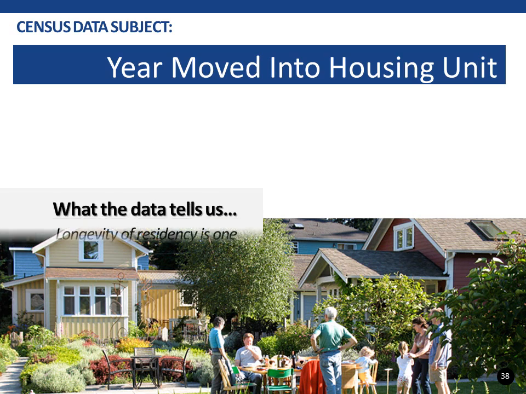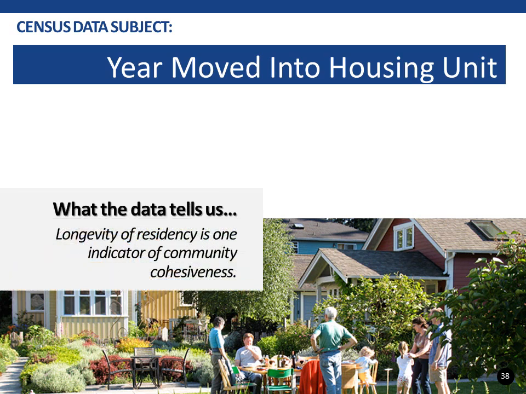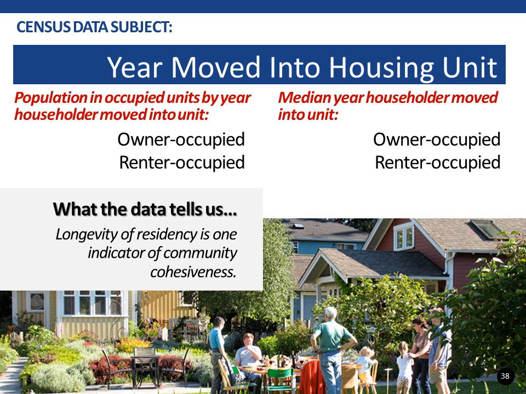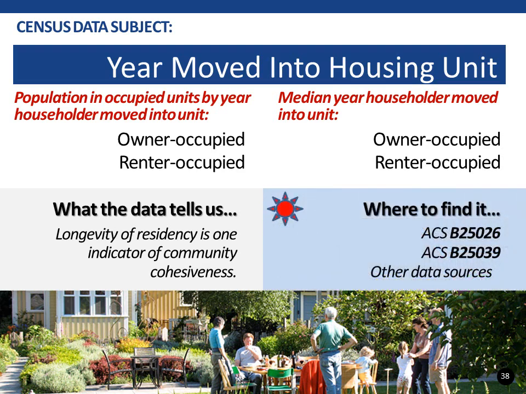The length of time the population has lived in the community is an indicator of social cohesion. Studies show that long-term residency translates to higher level of social interaction and sense of belonging in a community. The ACS data shows the population in occupied units by the year the householder moved into the unit. The data is segregated by owner and renter occupied units, which is another indicator of community cohesion. Local realtors and neighborhood organizations would be another source for this type of information.